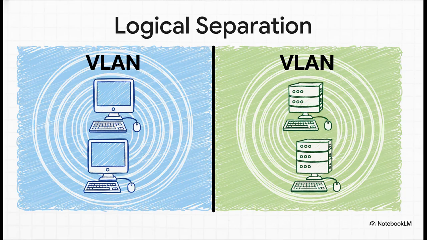Let's say an HR computer sends out a broadcast message. That message hits the switch, enters VLAN 10, and it cannot leave. It's contained. A computer over in the IT department, sitting in VLAN 20, will never see that message. It's like it doesn't even exist. It's as if they were plugged into 2 totally different switches in 2 different rooms.